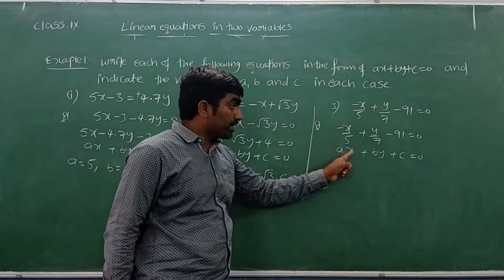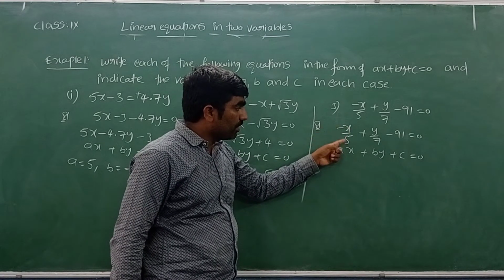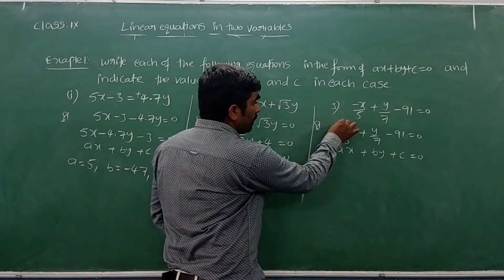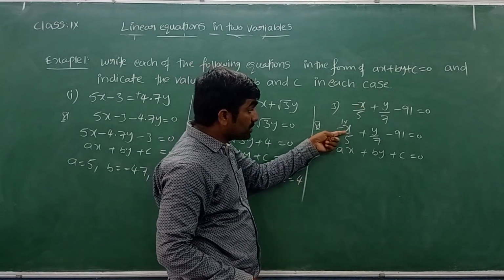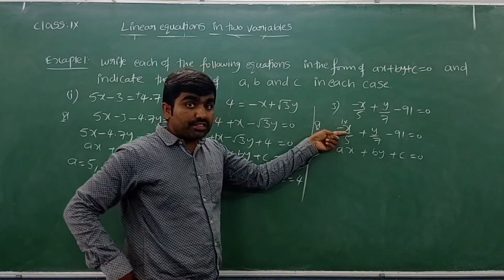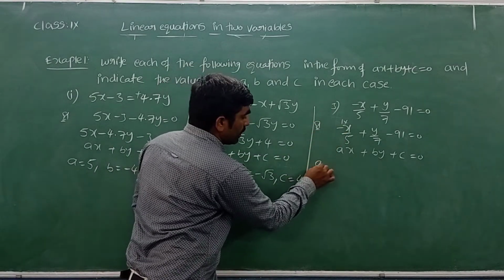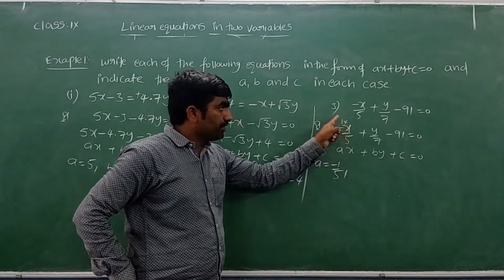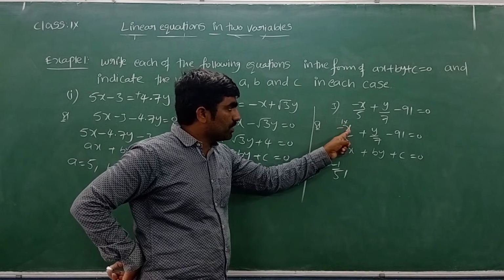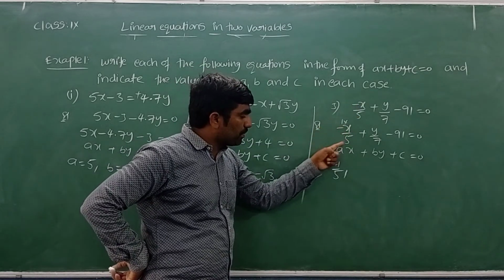A is nothing but the x coefficient. Tell me what is the x coefficient? Minus by 5. If there is no coefficient, we can write 1 into x only. Now tell me what is the x coefficient? I mean what is the multiplier of x? Minus 1 by 5. Yes. You can write a is equal to minus 1 by 5. If there is no coefficient, we can write 1. 1 into x gives us x only. So the x coefficient, the x multiplier, is minus 1 by 5.